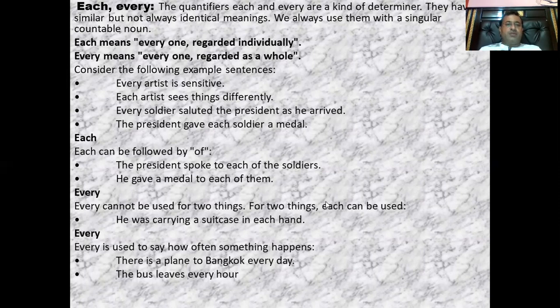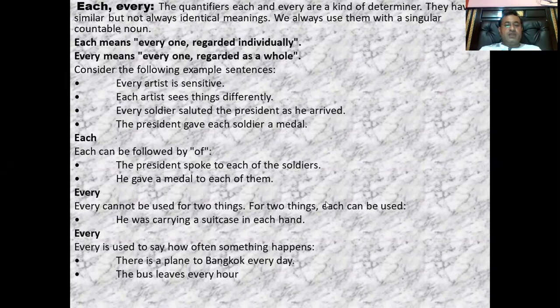Moreover, each can be followed by of. The president spoke to each of the soldiers. He gave a medal to each of them. So every cannot be followed by of, but each can be followed by of. Every cannot be used for two things.